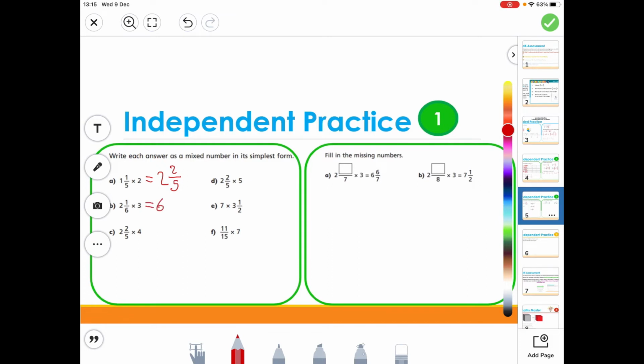B, 2 and 1/2 times 3. 2 times 3 is 6. The numerator times 3 is 3 over 2. And that 6 and 3 over 2 is the same as 7.5.